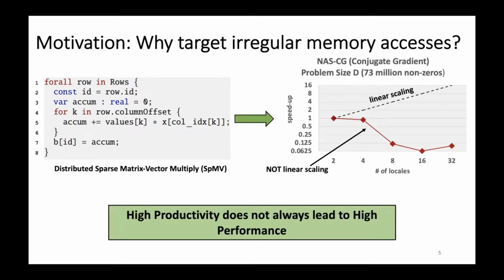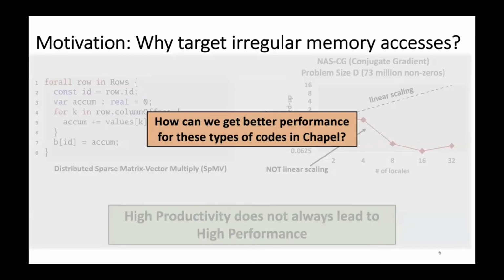However, the problem is if you run this code, you may not get good performance. So the results here on the right are from a conjugate gradient benchmark, which is going to do a bunch of these SPMVs in a row. And what we see is as you increase the number of locales, instead of getting speedups, you're actually getting slowdowns. So the key takeaway is that while you have high productivity, it doesn't always lead to high performance for these irregular kernels. So the question we ask is, how can we do better?